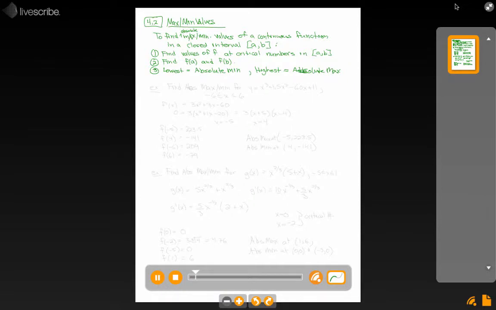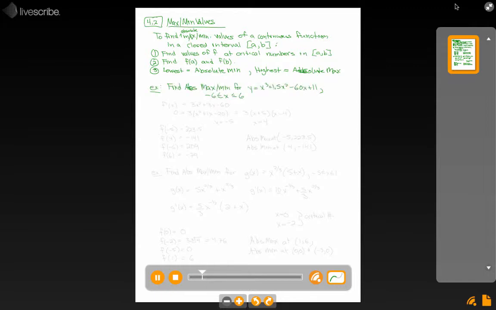So basically what we'll do is we'll find our critical numbers, we'll figure out what the function equals at those critical numbers, we'll find the endpoints of our interval, f of a, f of b, and whatever the lowest of all those is our absolute min, and whatever the highest is our absolute max. Kind of makes sense logically, and especially if you see it with a real example.